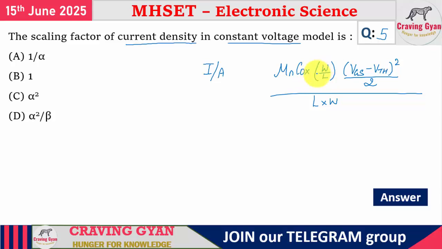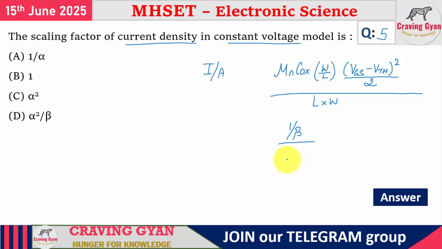Cox you are going to take epsilon ox by Tox. The Tox you are going to scale by 1 by beta. And this VGS minus VTH is nothing but a voltage term. So the voltage term is scaled by beta, right? So here you will be getting 1 by beta square. Here you will be getting 1 by beta in the case of Cox. So the overall scaling parameter in the case of current will be 1 divided by beta.